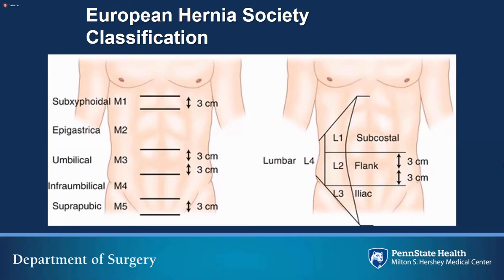We're talking about slightly different things. So I'm going to focus truly on midline hernias today, but realize that hernias that go through the rectus abdominis itself, for example, would fall into the EHS classification of an M zone hernia.